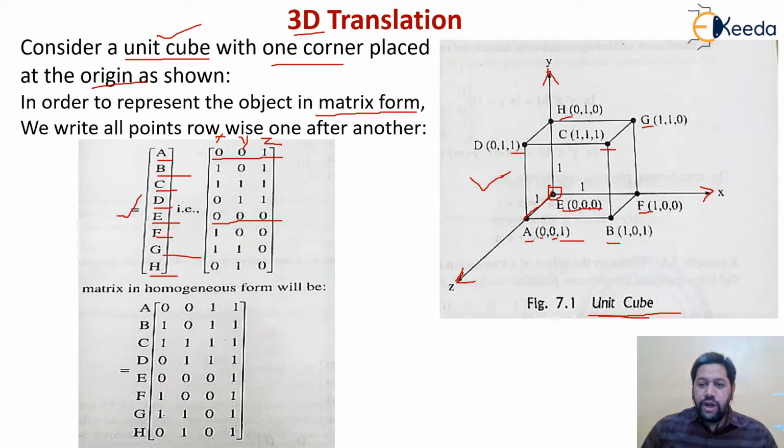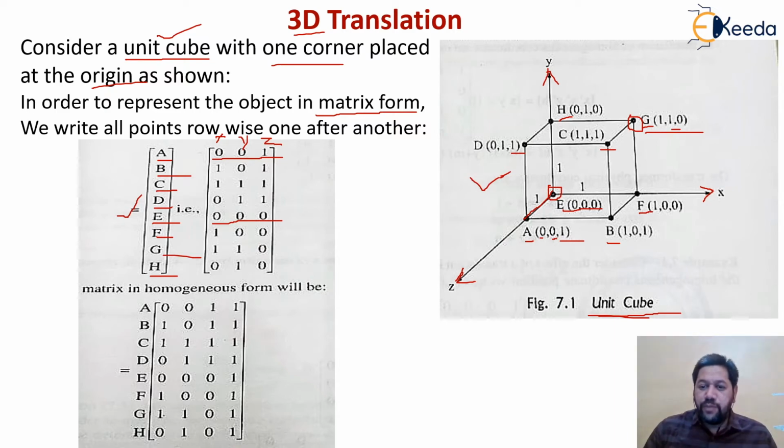Similarly, you can cross check for any point that we have. Suppose I take this point as G. What value does G have? The X value is 1, because for this point the displacement in X is 1. The Y value is also 1. So this is X1, Y1, and the point comes here. But what is the Z value? The Z value is 0, so it is at the back side. It is not represented.